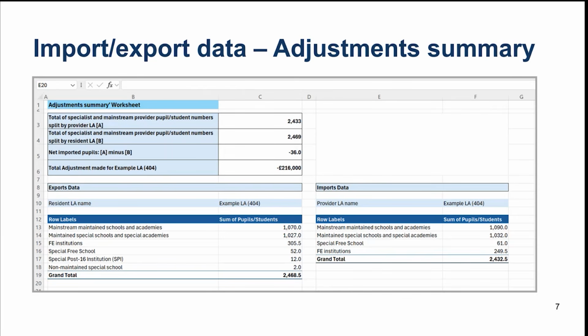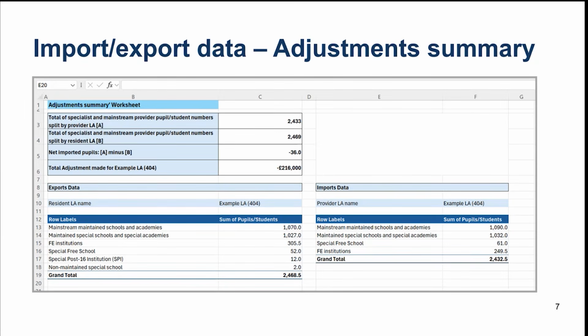This gives a net total of minus 36 pupils and students. This is then times by £6,000 per pupil, hence the minus £216,000 adjustment. And this means the local authority is considered a net exporter. If you were the local authority receiving this data, you may feel that this is reasonable. For example, it's similar to last year's, or there's an expected difference due to new or closing providers, or it reflects the general trends. If so, you may decide not to consider the data further.